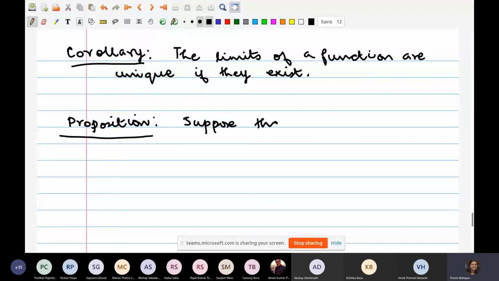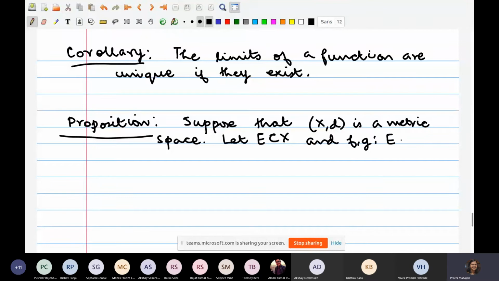So suppose that X is a metric space and E is a subset of X, and suppose that f and g are functions from E into the set of complex numbers. So these are complex valued functions on the set E. Much like R2, you can give the Euclidean metric on the set of complex numbers also. So this is a metric space.